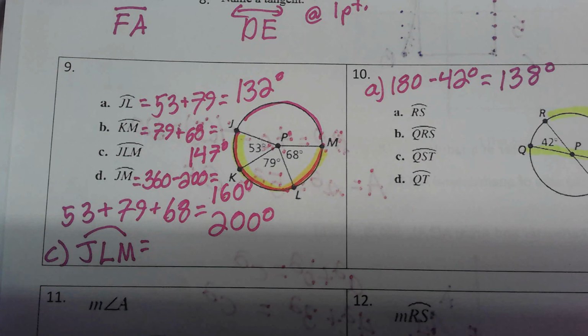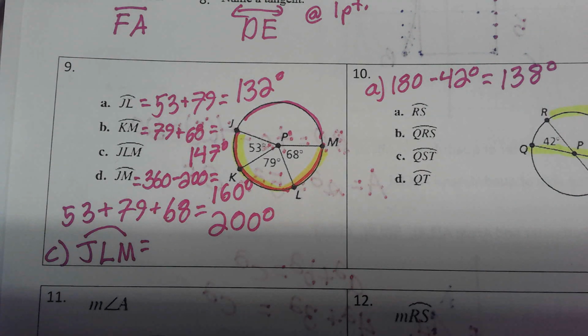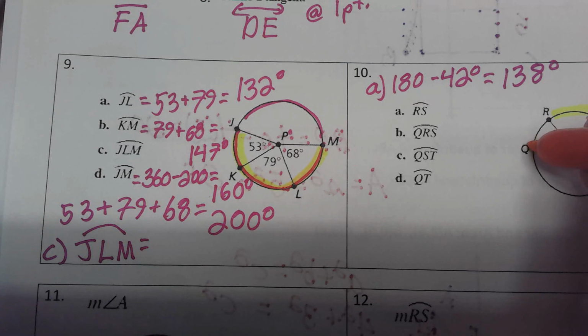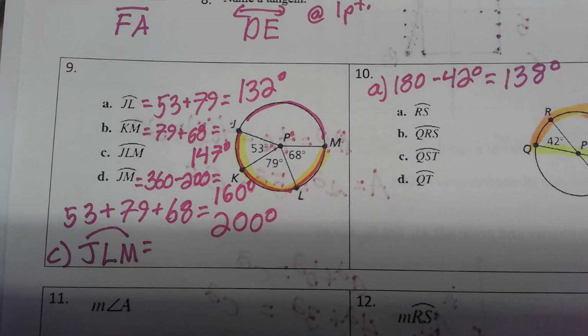Okay. The next one, everybody, is asking for QRS. Okay, so QRS. Oh, we know that one. It's the diameter, 180. Yep. Semicircle.